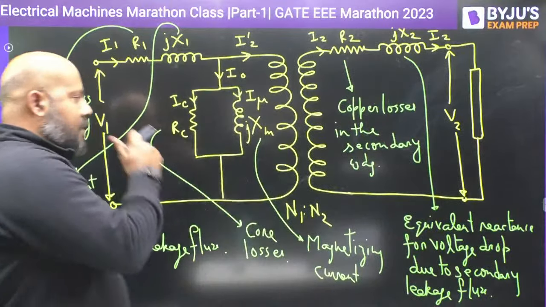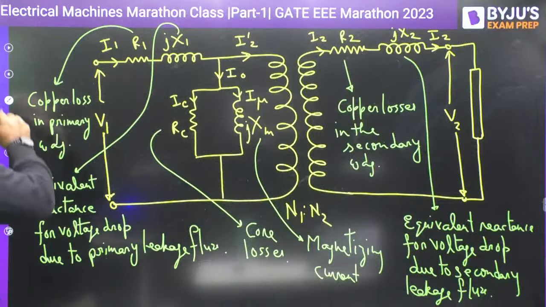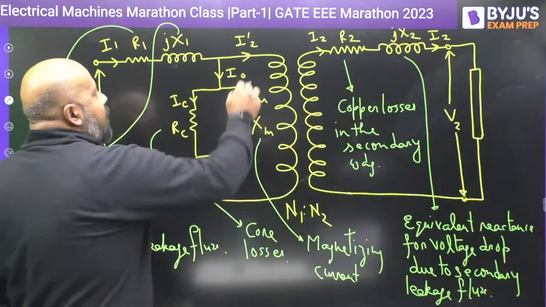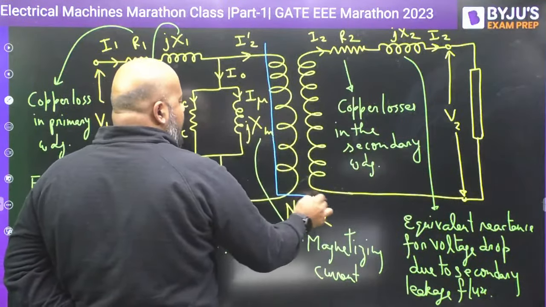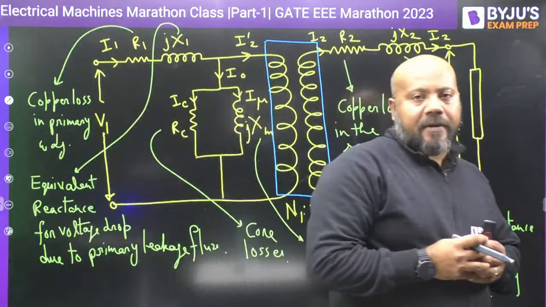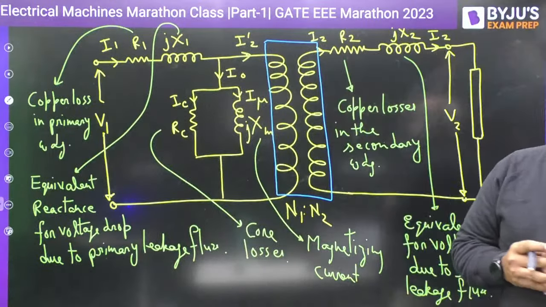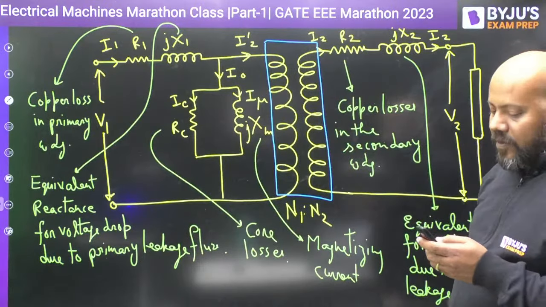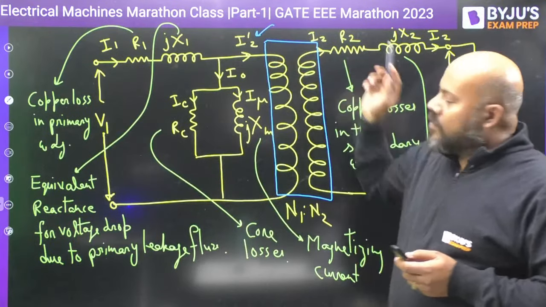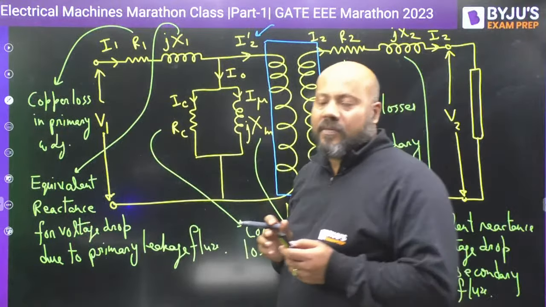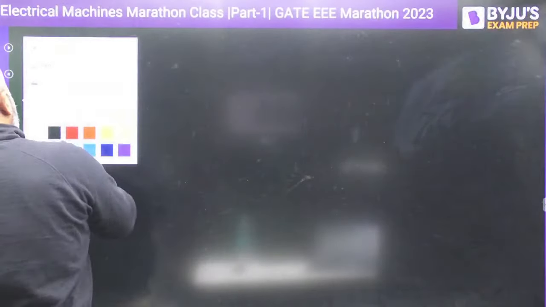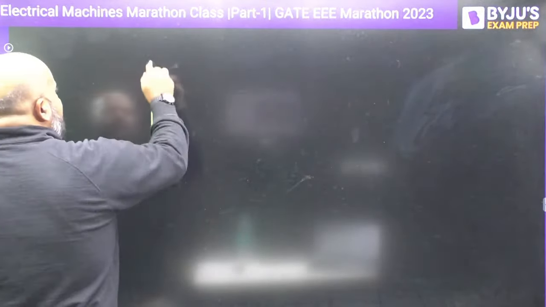So basically now this part of the transformer winding represents the ideal transformer, because all the losses you have separated and what is remaining is the ideal transformer. Now I want to make you understand what is this I2 dash, then solving the problems will be easy for you. Now suppose this is your transformer.